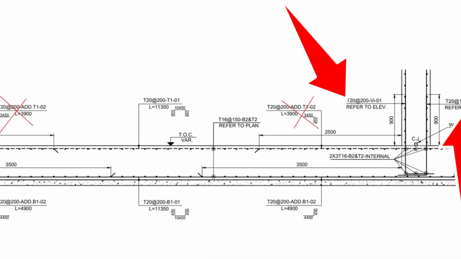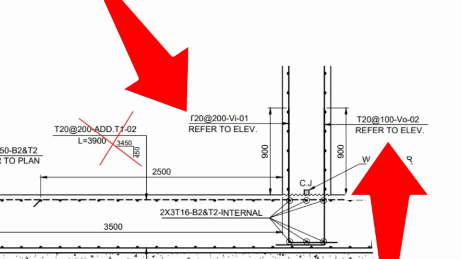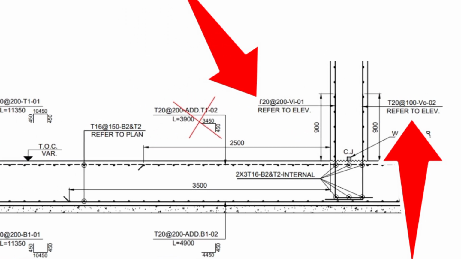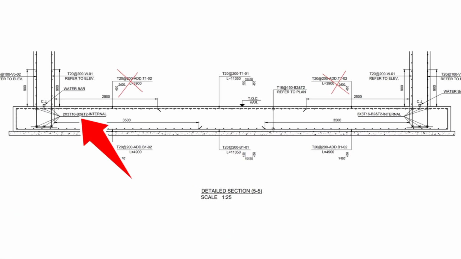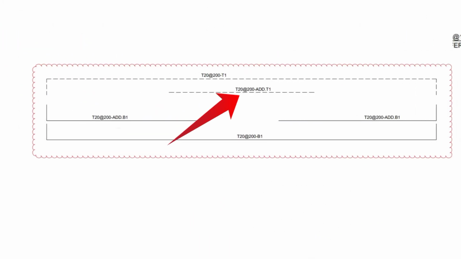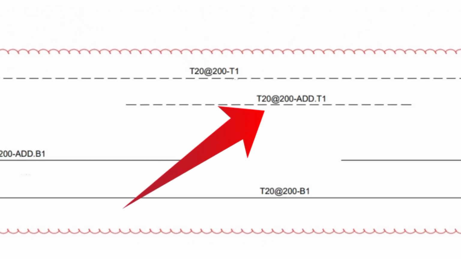The outside starter bars for the wall are 20 millimeters with a spacing of 10 millimeters, and the inside starter bars are also 20 millimeters with a spacing of 200 millimeters. The wall's internal bottom and top additional bars reinforcement details show that the top additional bars are 20 millimeters with a spacing of 200 millimeters.